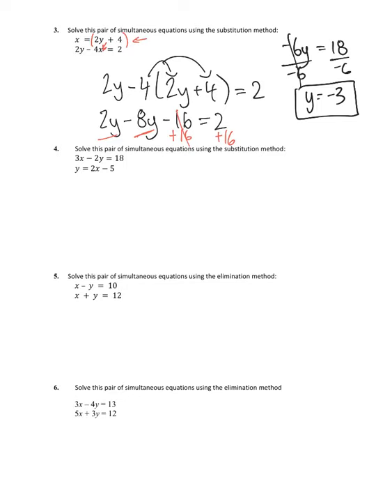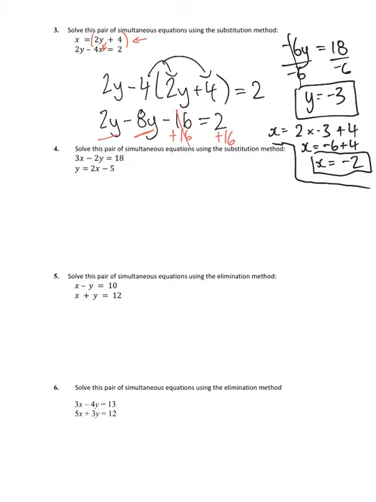So I'm going to have, in place of that top equation, x equals 2, and instead of the y now, it's going to be times negative 3, because that's the value of y, plus 4. Okay, so x equals, what, negative 6 plus 4. Okay, so x equals negative 2. All right, there is your solutions to question 3. I'll just split that off.